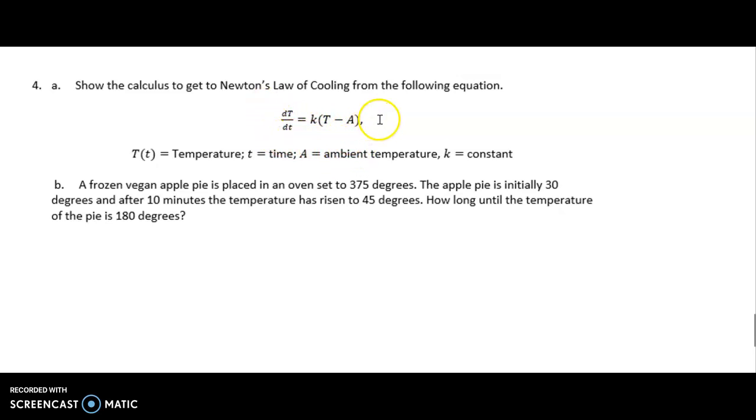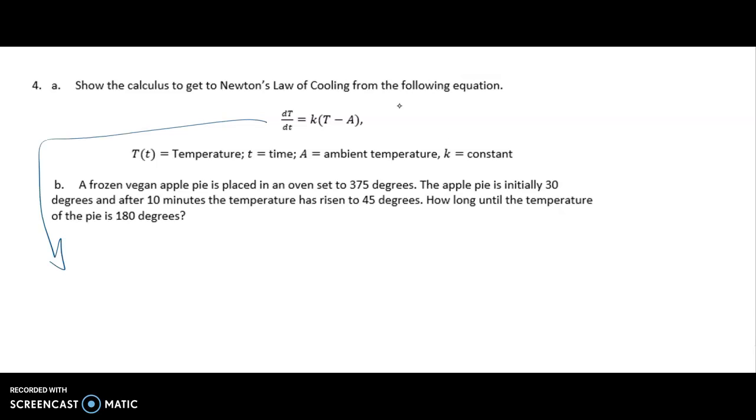This makes some sense because it says that the rate of change of the temperature is proportional, that's the K times, to the difference between the ambient temperature and the temperature of the thing that's changing. The bigger the difference, the faster the apple pie's temperature will change. There are multiple forms of this thing that we could deal with, but I like this form because it has fewer negatives. All right, so we'll do part A first.